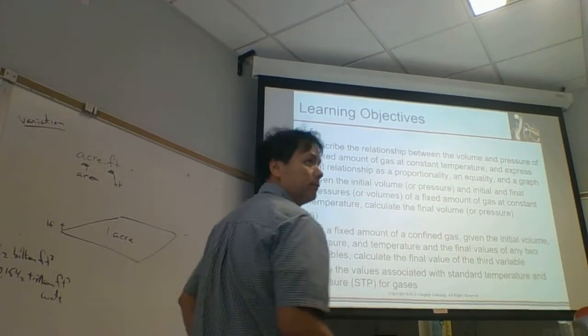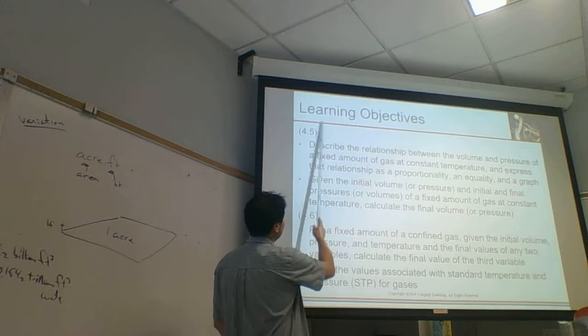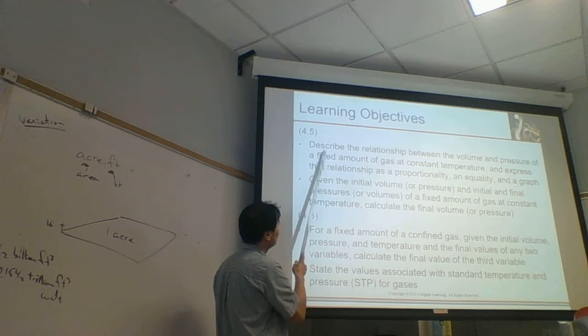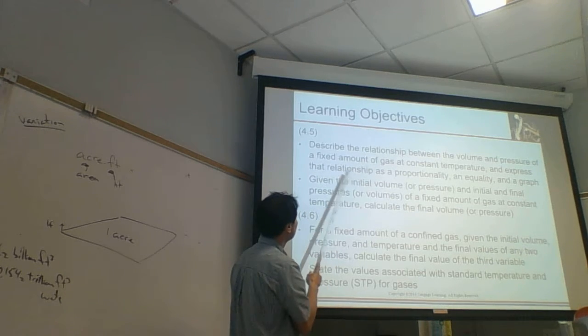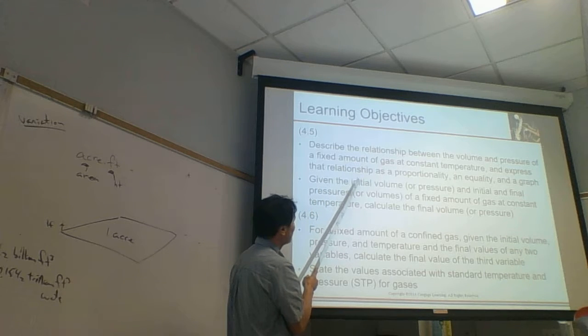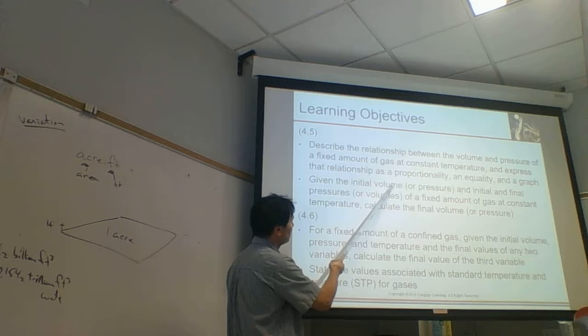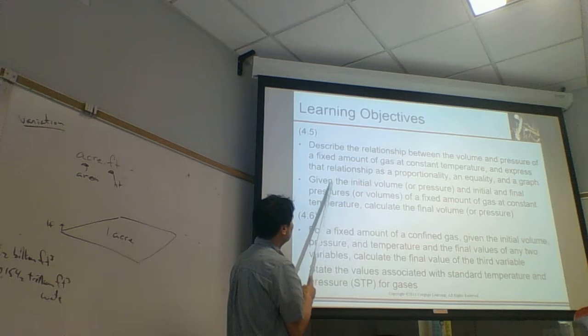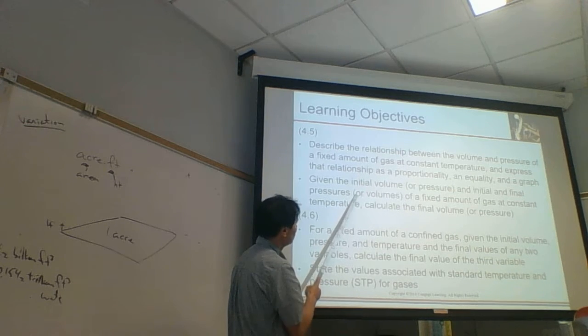All right, we'll continue here with the learning objectives. In section 4.4, describe the relationship between volume and pressure of a fixed amount of gas at a constant temperature, and express the relationship with proportionality, inequality, and in a graph. Well, given the initial volume, we'll do some calculations.